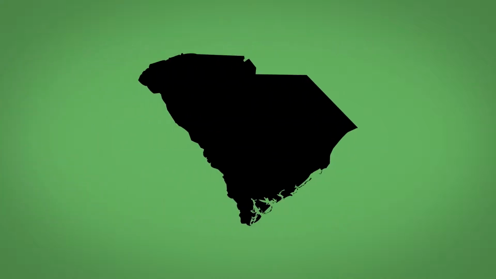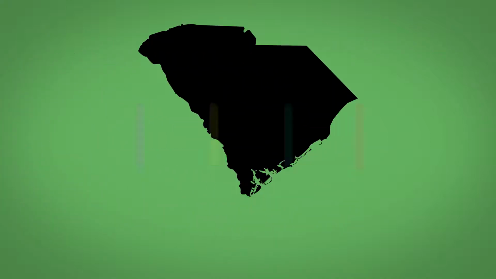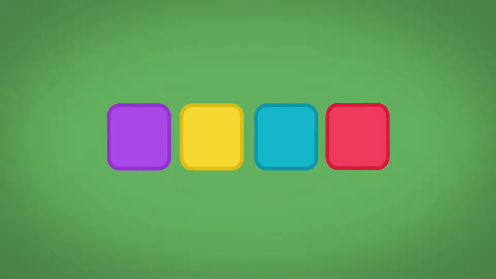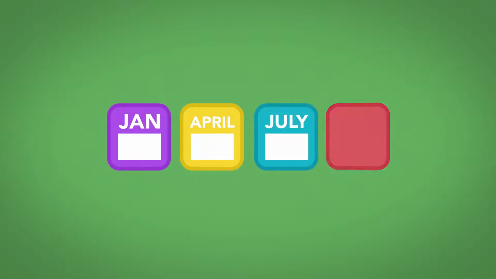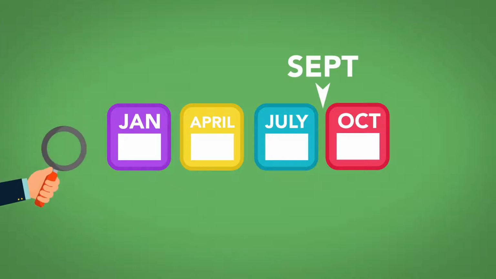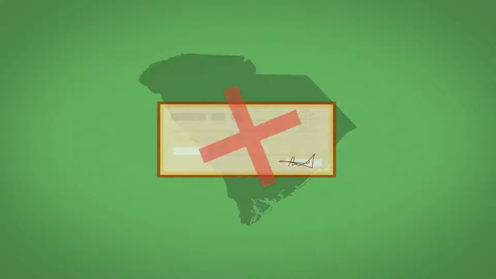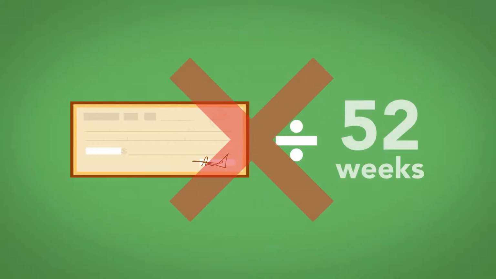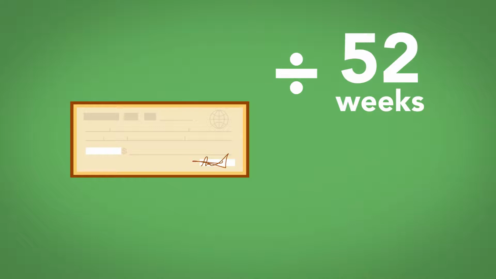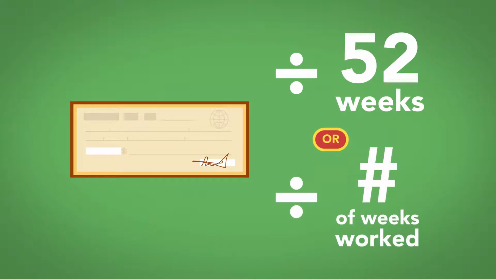For instance, South Carolina uses earnings from the worker's last 4 quarters preceding the quarter in which the injury occurred. Quarters would begin in January, April, July, and October. This means that if the injury occurred in September, you would look to the wages from quarters beginning in October of the previous year and January and April of this year. Furthermore, South Carolina would not necessarily divide these wages by 52 weeks simply because there are 52 weeks in the year. Instead, the total wages would be divided by either 52 weeks or the number of weeks actually worked, whichever is less.